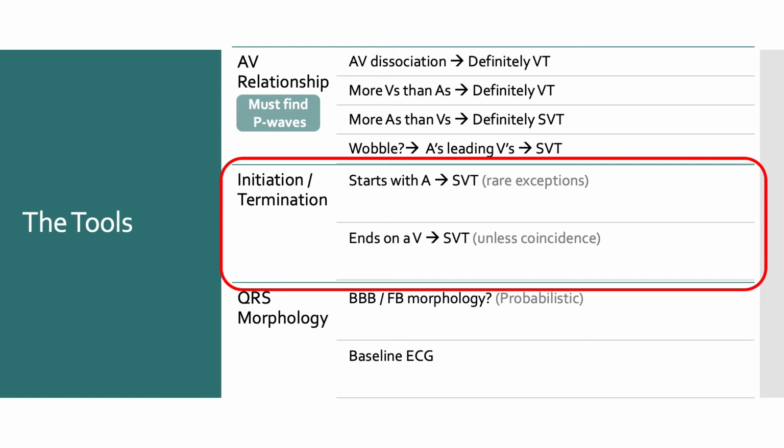Now let's look at our second tool, the initiation and termination. The initiation and termination of tachycardias is very powerful and very helpful diagnostically. Oftentimes, as a consulting service, we're given ECGs that show the middle of the recording, and by not recording the initiation or termination, we're missing a very powerful tool available to us.